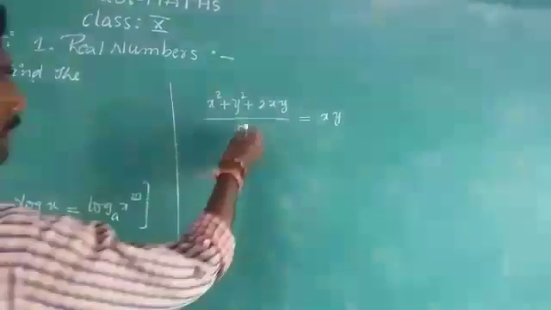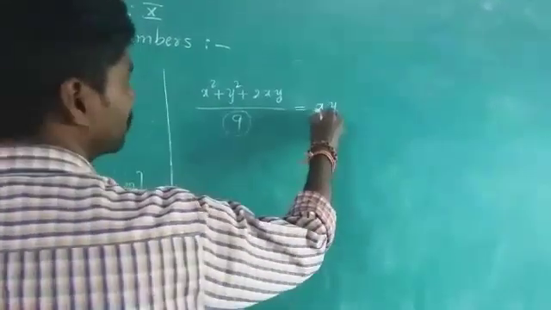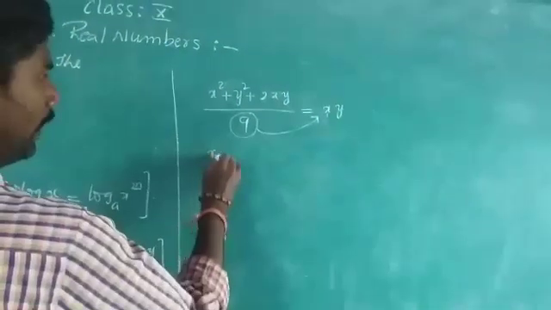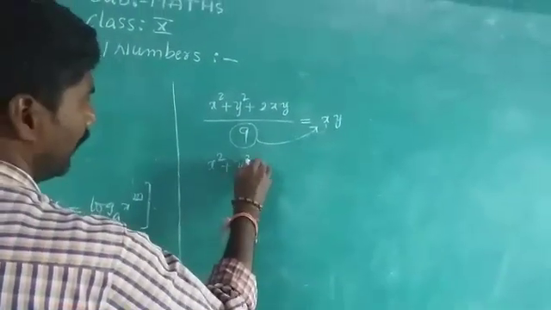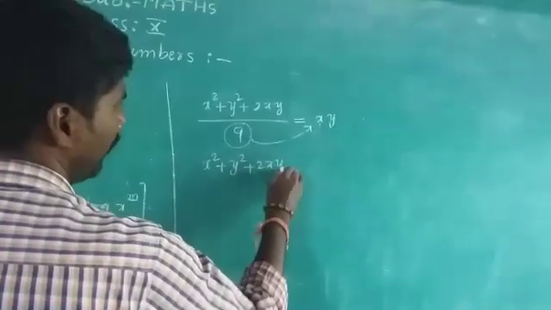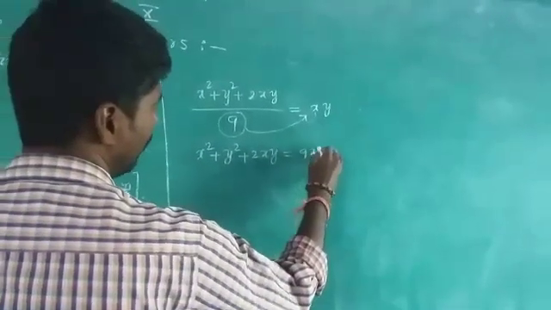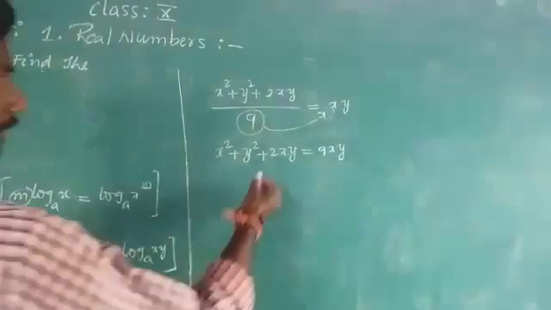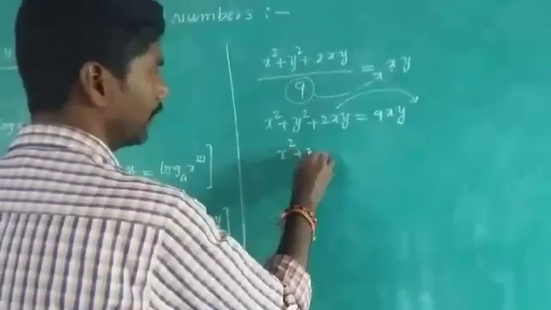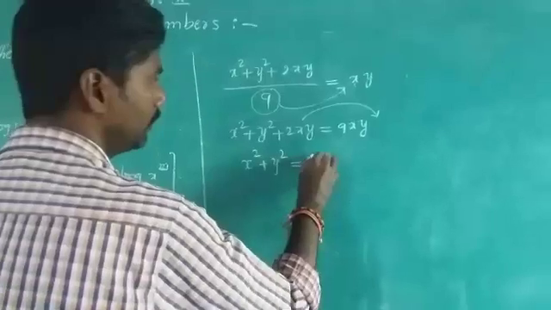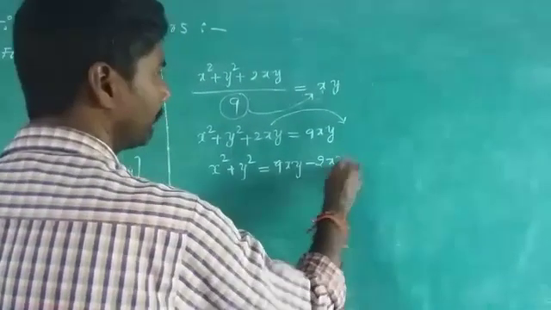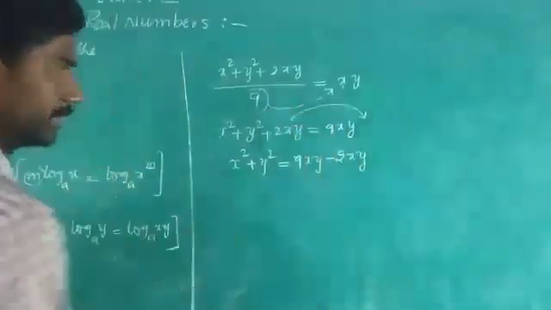Then observe it. This 9 is dividing, you transpose it, so it will multiply. x square plus y square plus 2xy is equal to 9xy. Simple thing. Now this plus 2xy you transpose here. So what will you write? x square plus y square is equal to 9xy, this you transpose minus 2xy. Plus is there, transpose minus.